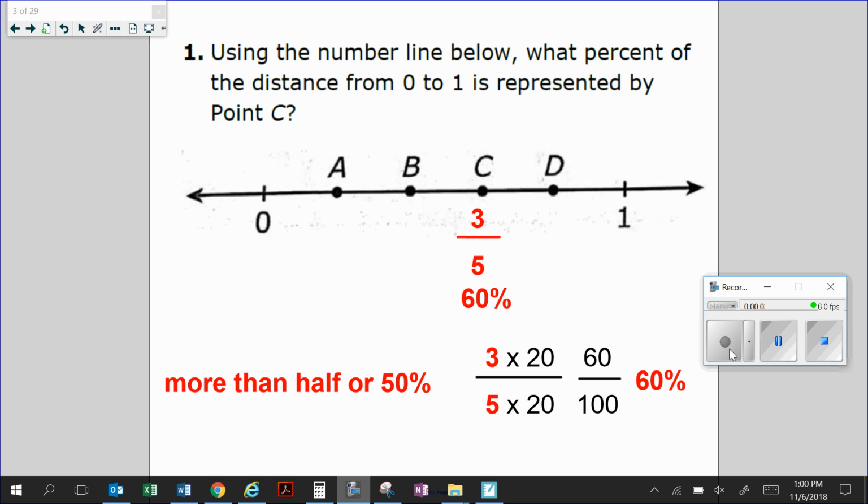Welcome. This is the test 3-1 review. Using this number line below, what percent of the distance from 0 to 1 is represented by point C? Let's think about it. Let's try to use some number sense right here.